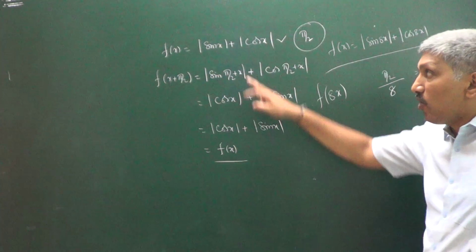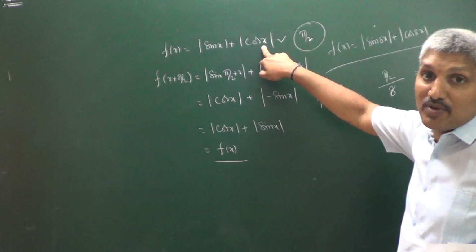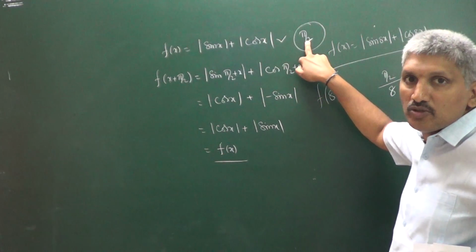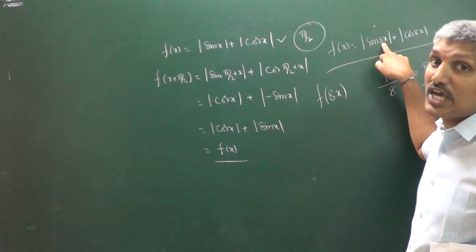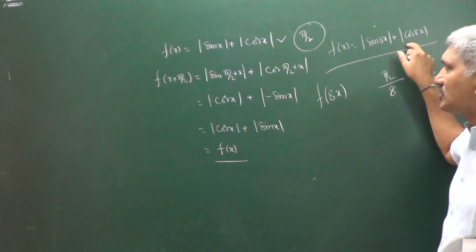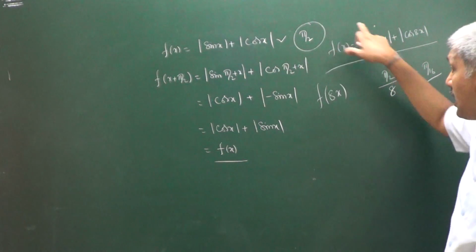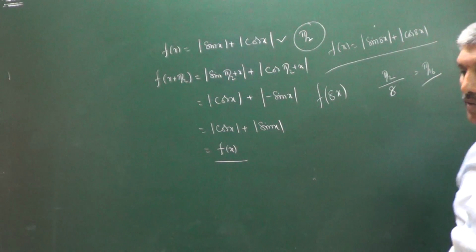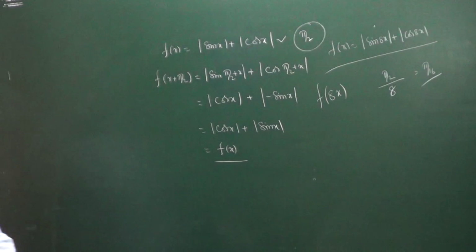Yes or no? Mod sin x plus mod cos x is a periodic function with the period pi by 2. But here we have modulus of sin 8x, modulus of cos 8x. So it is a periodic function with the period pi by 2 by 8. That's why you will get pi by 16.